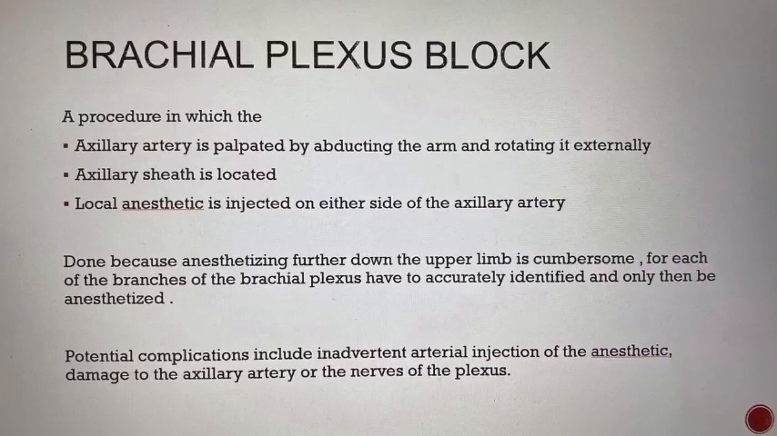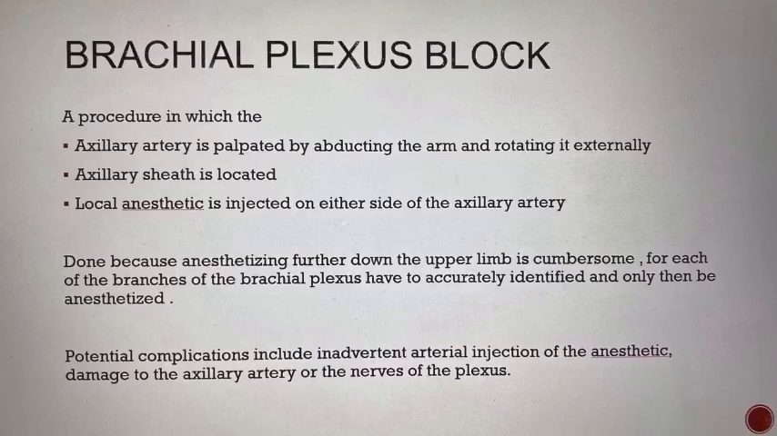Brachial plexus block basically refers to the anesthetic that is given in order to perform a surgery in the upper limb. It is done because further down the upper limb, anesthetizing the nerves becomes cumbersome, because each of the branches has to be individually identified and only then can they be anesthetized. The procedure involves palpating the axillary artery by abducting the arm and rotating it externally. That is, you place your arm over your head, the axillary sheath is located, and the local anesthetic is injected on either side of the axillary artery.